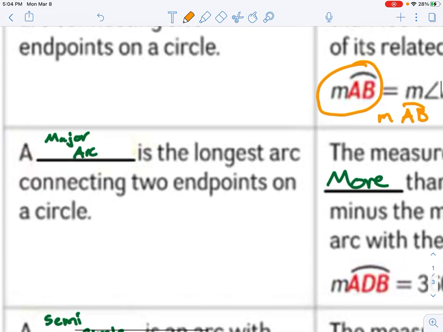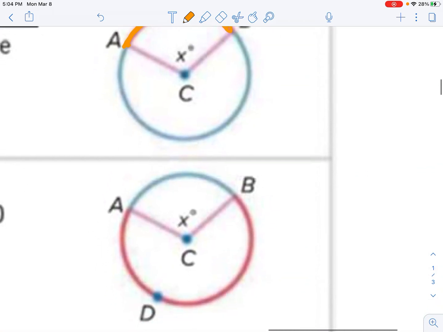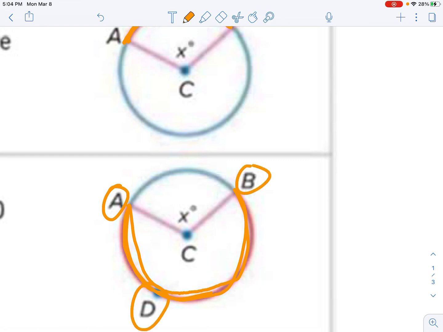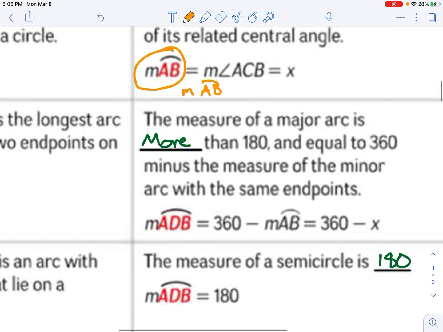Now if it's a major arc, like this, the longer arc would be on this side of the circle. Now we need 3 points, because we can no longer call it arc AB, because people would think we're talking about going from A to B. So we've got to name another point. We're going to name it with 3 points so that we know we're going through D, and we'll call it ADB. And these are going to be more than 180 degrees as well.